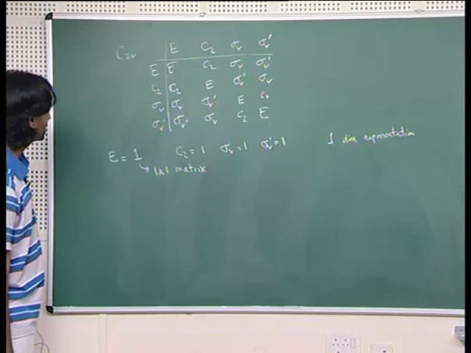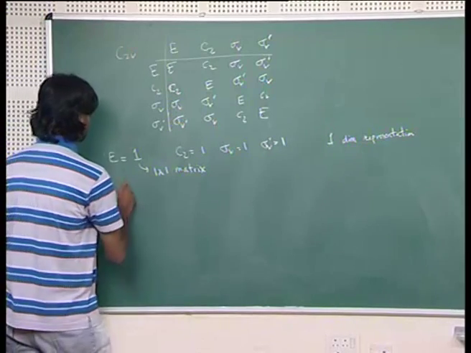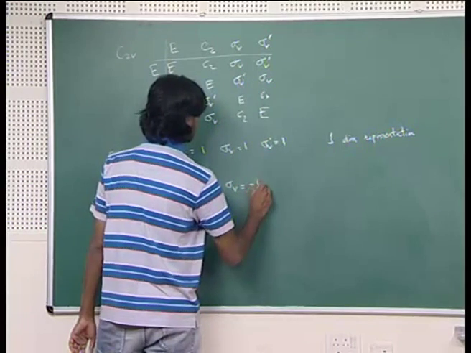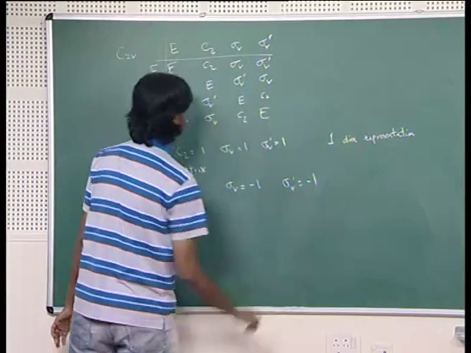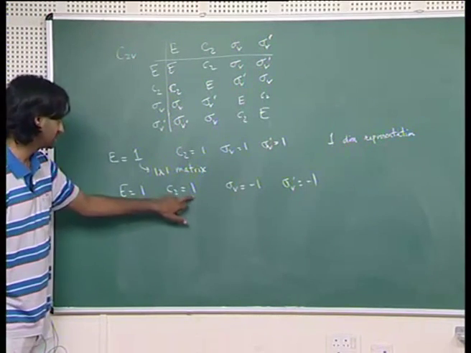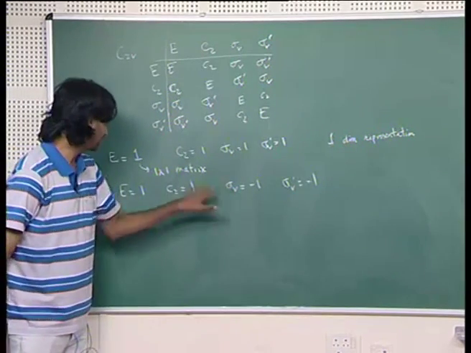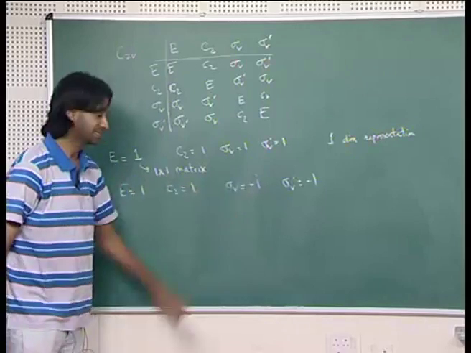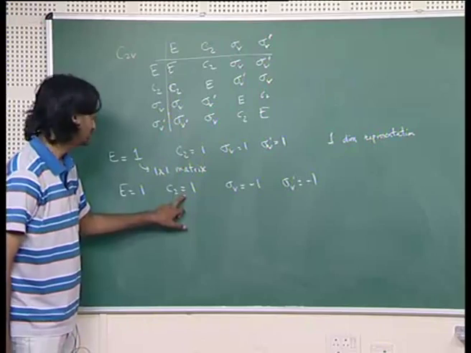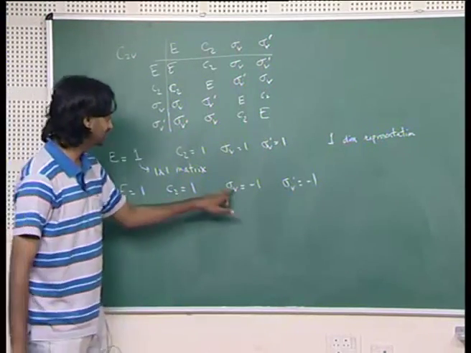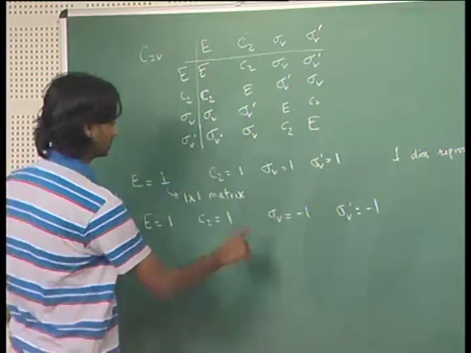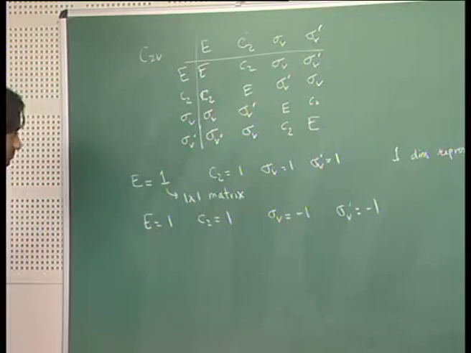So, for example, you could have the following: E equal to 1, C2 equal to 1, sigma V equal to minus 1, sigma V prime equal to minus 1. Okay. Now, what you can see is that if I take E times C2, I get C2, and E times sigma V, I get 1 times minus 1, which is minus 1, and all that works. Now, C2 square is just 1 square, that is 1. Similarly, sigma V square is 1, which is identity. So, sigma V times sigma V should be identity.